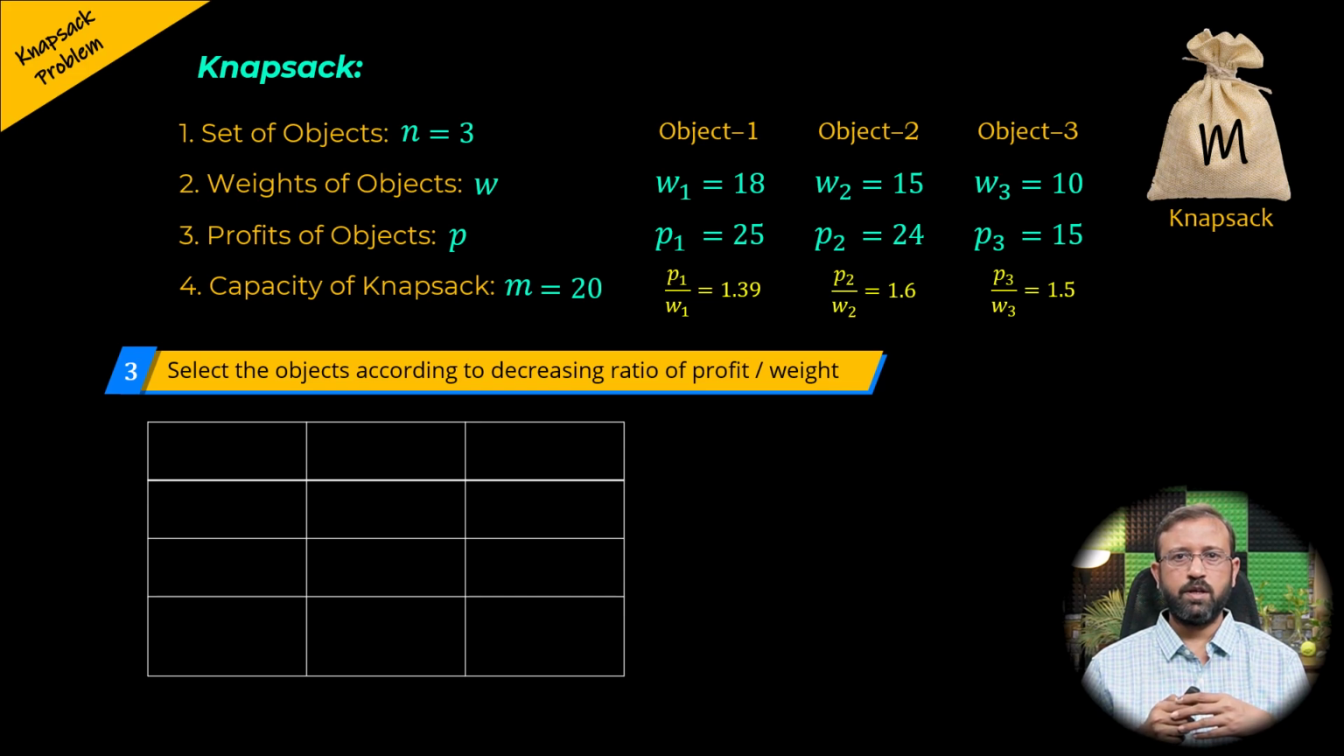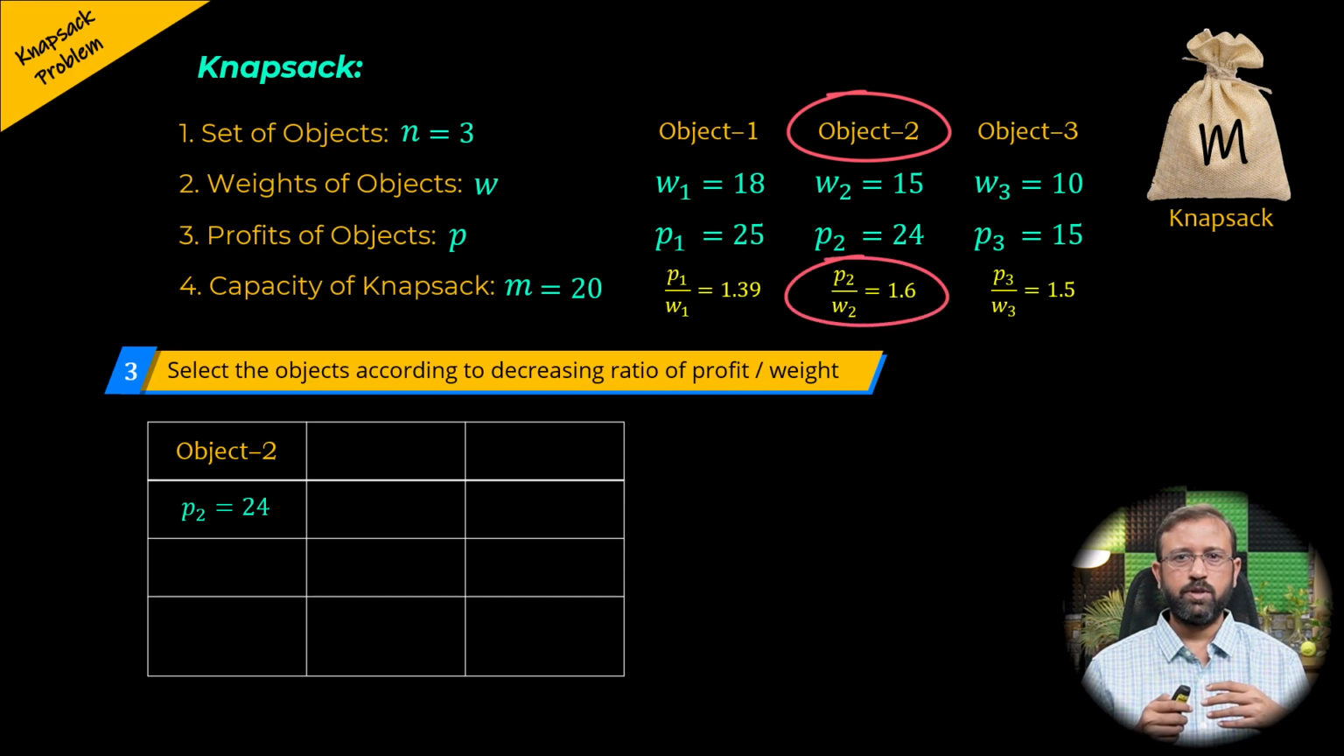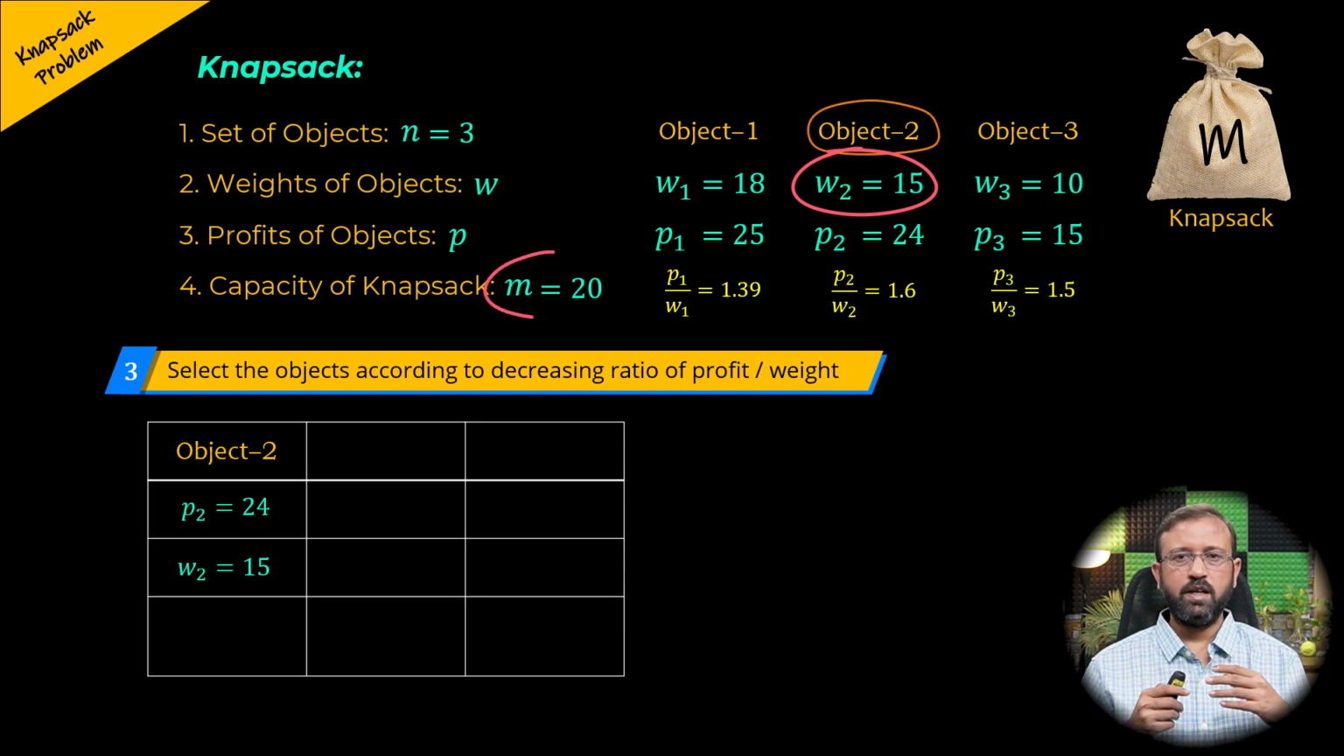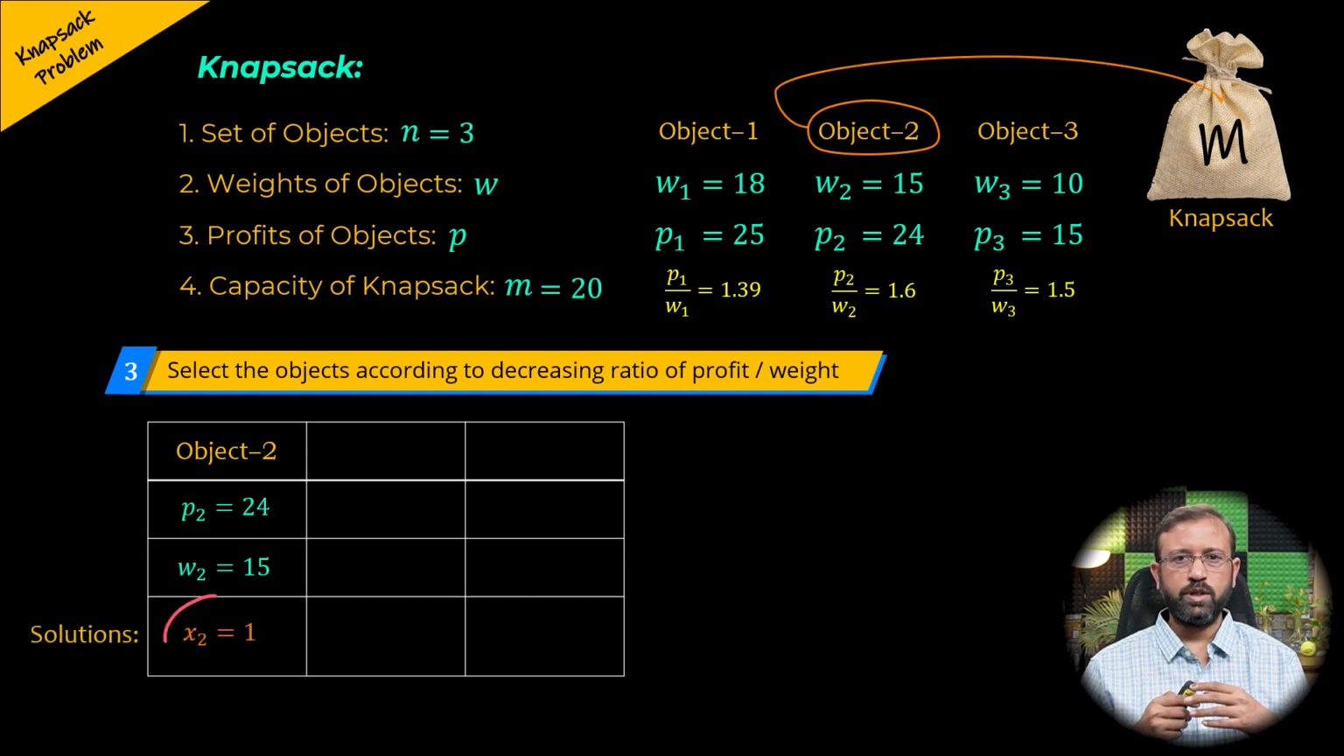So in this case, we will select object 2, which has the maximum profit by weight ratio, that is 1.6, and we will fill the knapsack with object 2. The weight W2 of object 2 is 15, and the capacity M of the knapsack is 20. Therefore, the knapsack can be filled with the whole of object 2, and the solution x2 will be 1. Now, the remaining capacity of the knapsack will be 20 minus 15, the weight of object 2. So, the remaining capacity of the knapsack will be 5.